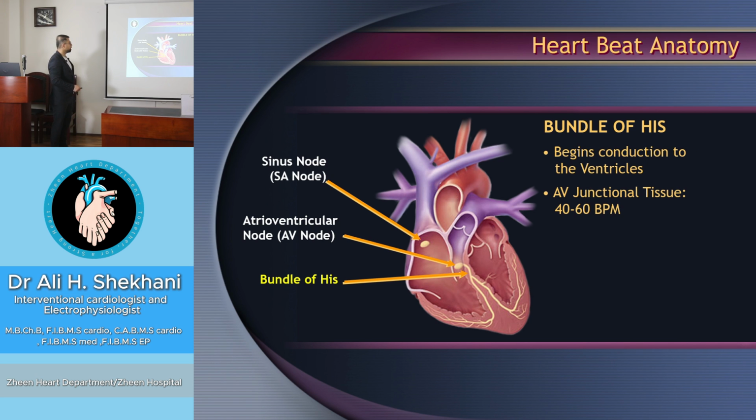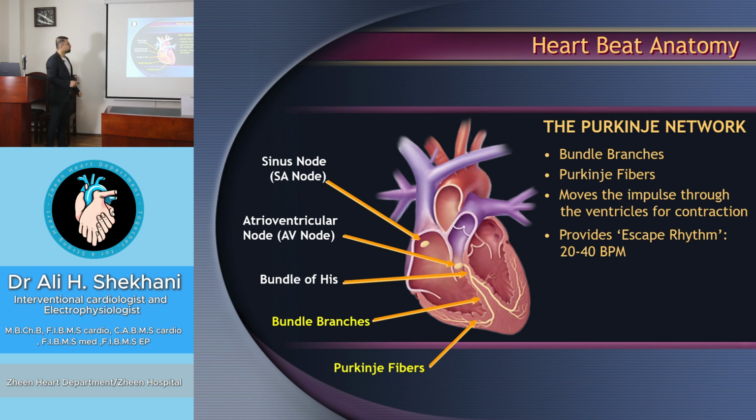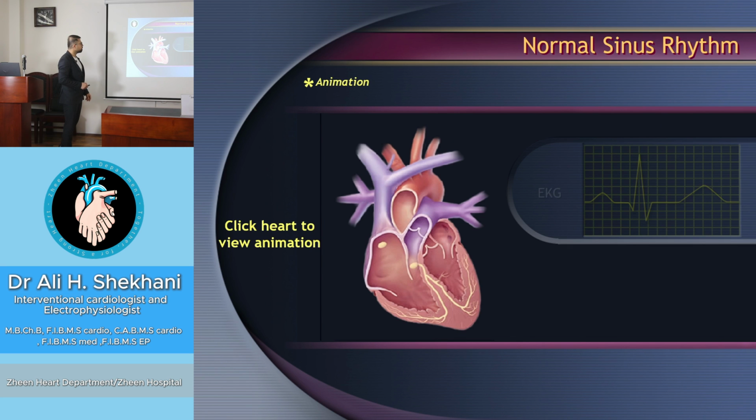And then we have the bundle of His, which is a short segment in the conduction system, at a rate of 40 to 60 beats per minute. After that, we have the His-Purkinje system, which fires at a rate of 20 to 40 beats per minute.